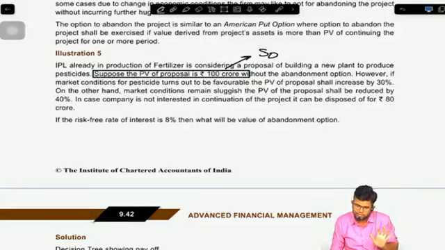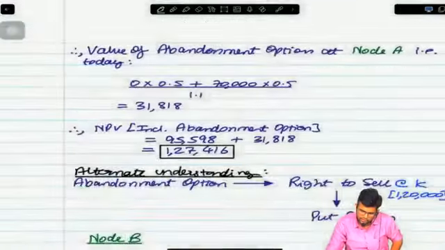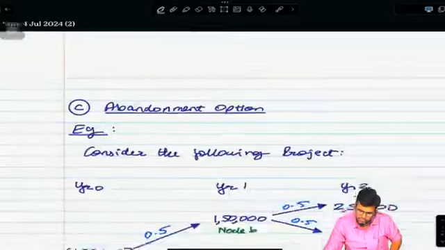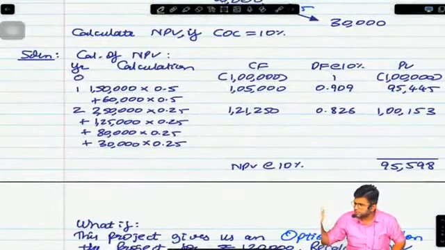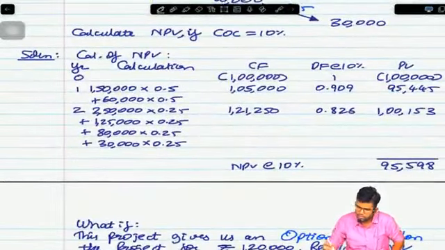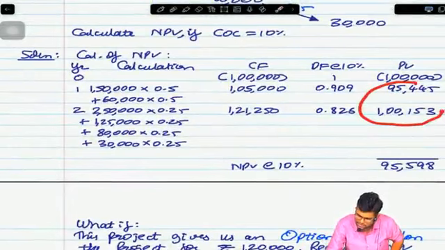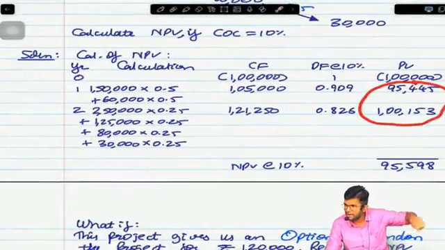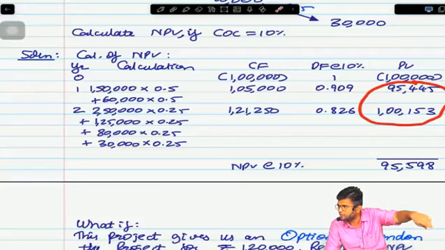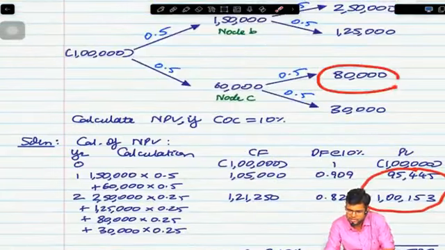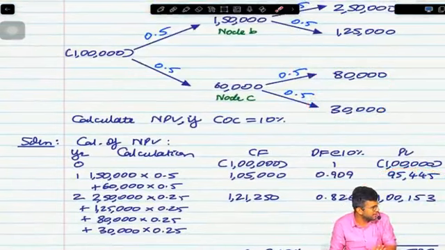Correct? Before you all leave, students, you remember when I did this calculation without the abandonment option? This number is there, not this. That 100 is basically the present value of all future cash inflows. Everybody clear? This number has not considered the abandonment option. Everyone clear till here? It has not considered it. All following? Okay.